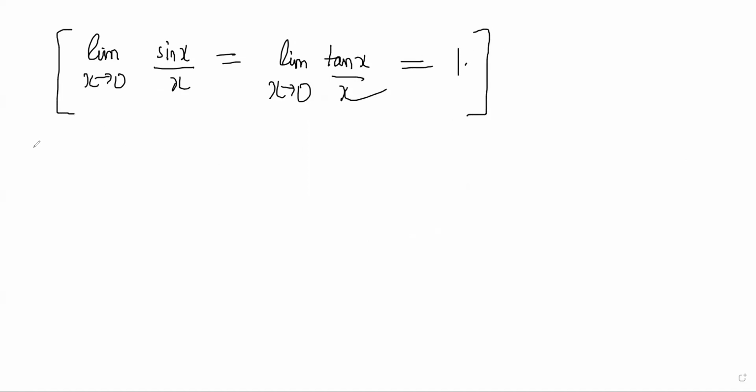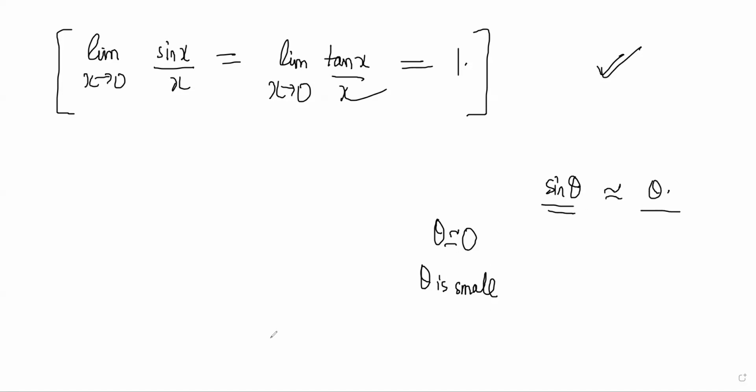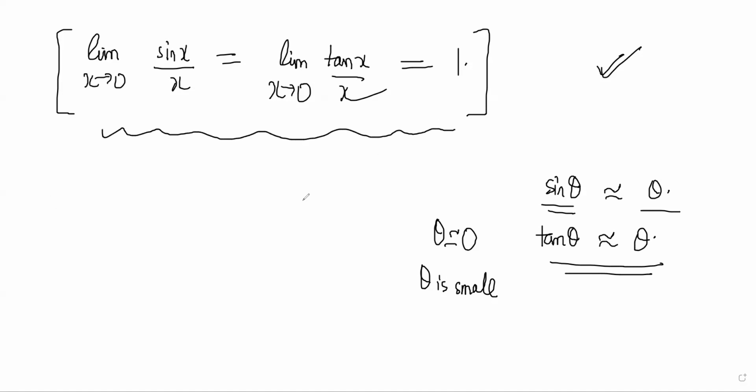Right? This is a super important result. In many places in physics in the future, whenever you have a sine of some theta and somebody tells you that theta is close to 0, or theta is small, in that case you can always replace sine theta with simply theta. Similarly, you can also replace tan theta with simply theta. Why? Because the limit here is 1. Are you understanding? Yes, sir.